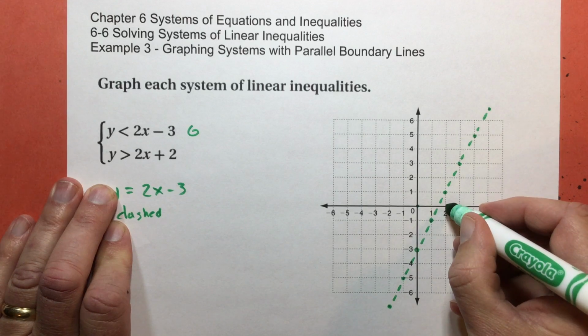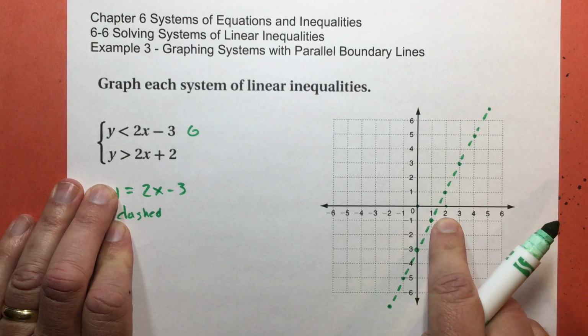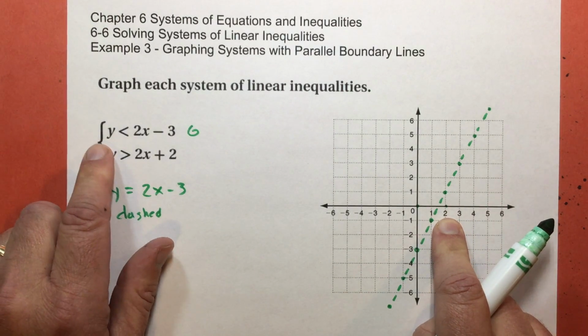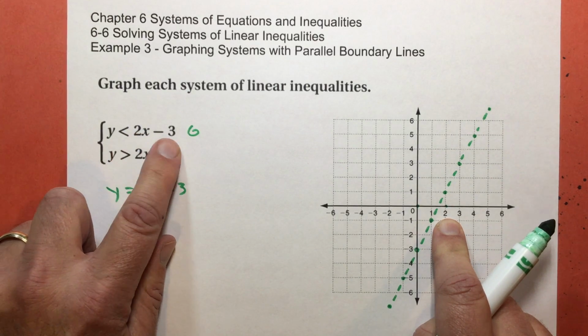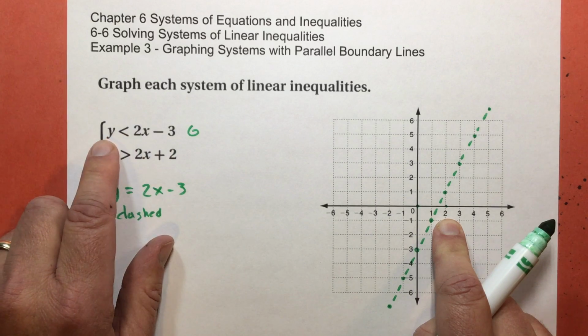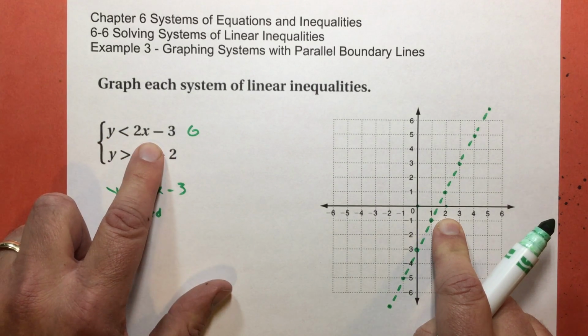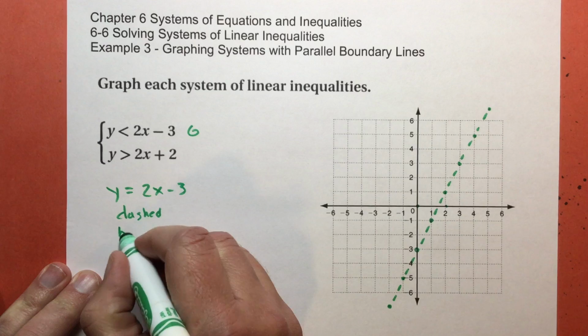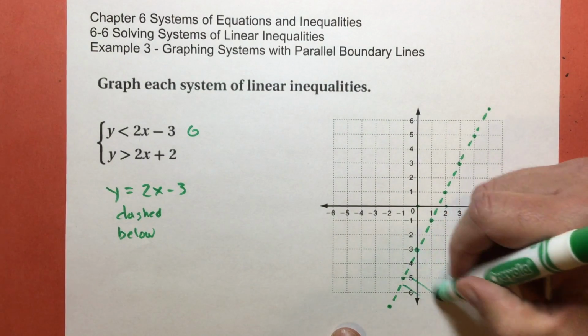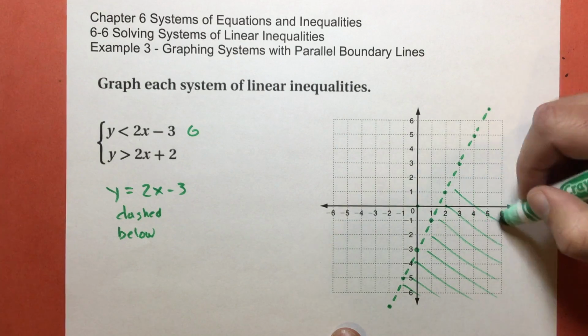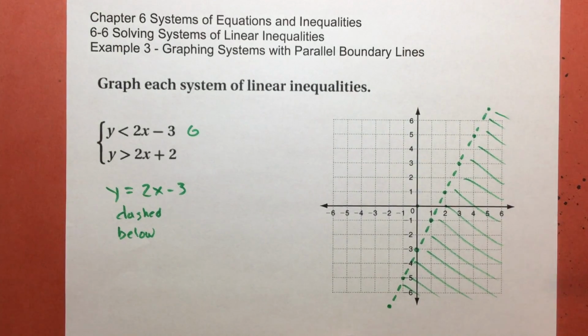So let's try a point on the other side. Let's try this one. X equals 2, y equals 0. Is 0 less than 2 times 2 subtract 3? 4 subtract 3 equals 1. 0 is less than 1, so that's true. So I'm going to shade below. And it's going to look like this. And again, remember, I'm not coloring it all the way in. I'm just drawing enough shading so I know which side it is.